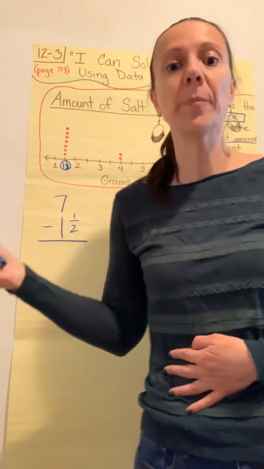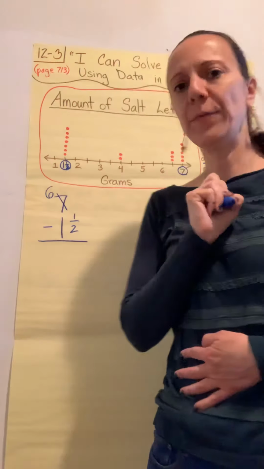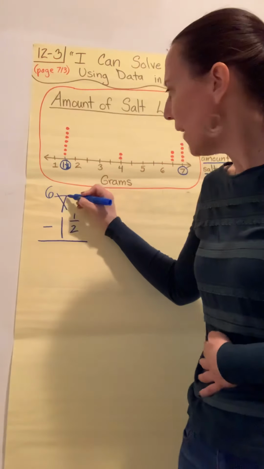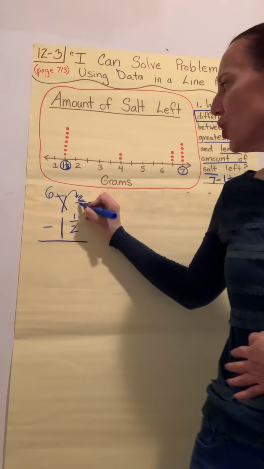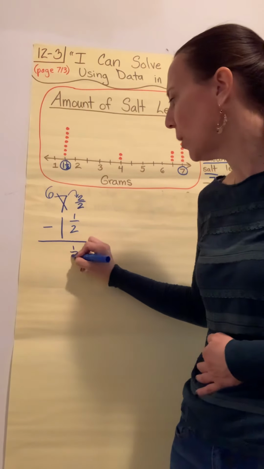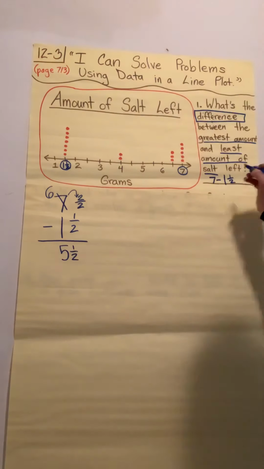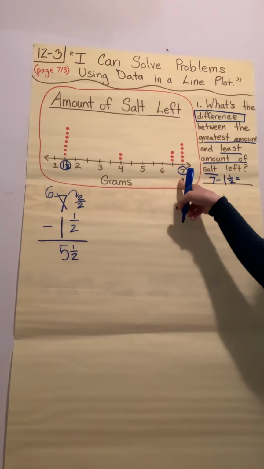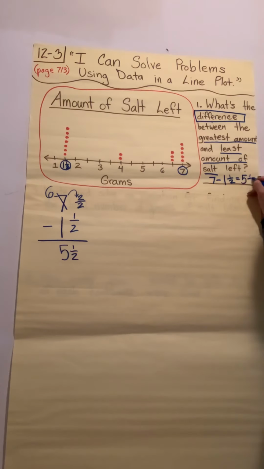I need to regroup and borrow. So I'm going to take a whole away from the 7 and make it 6. If I am taking 1 whole away, and I'm talking about halves, that's the same as 2 halves. So if I take away 2 halves minus 1/2, I have 1/2, and 6 minus 1 is 5. So the difference between the greatest amount of salt left, 7, and the least amount of salt left, 1.5, would be 5.5 grams.